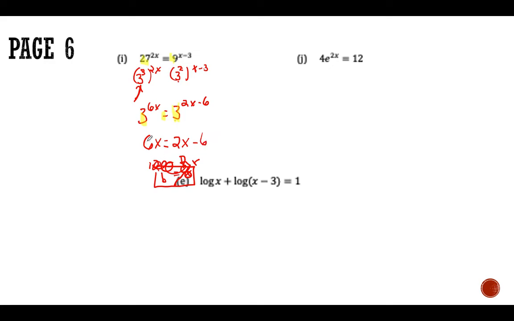And I can't combine the 6. That's a 6x. I gotta put my x's together, which means I get 4x minus 6. Subtract 2x, 4x is equal to -6. x is equal to -6/4, which is equal to -3/2.